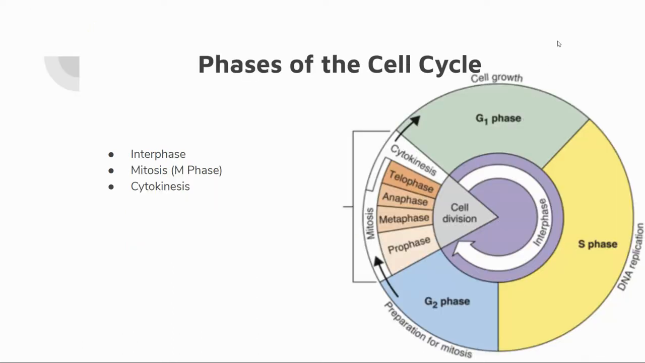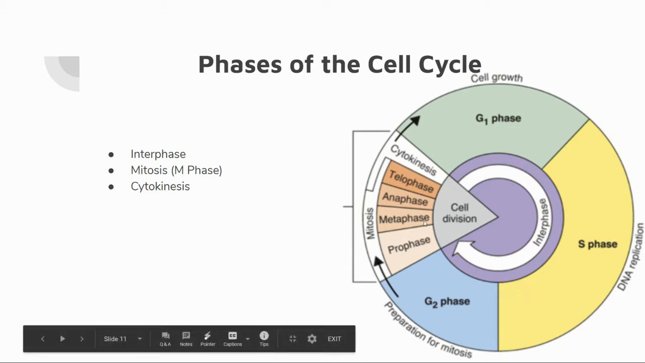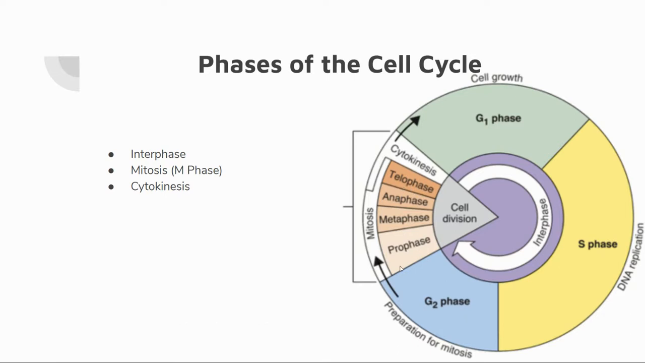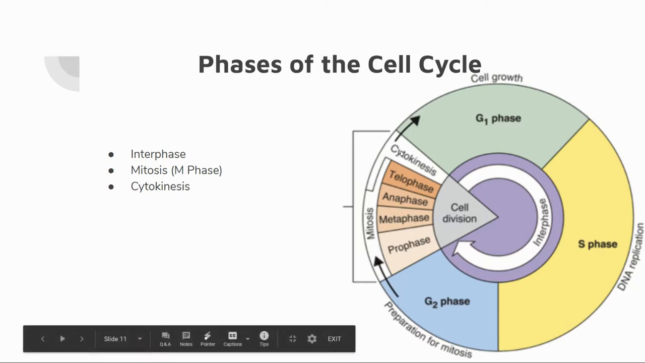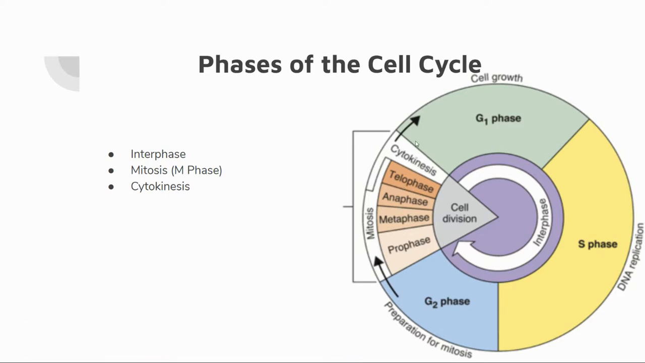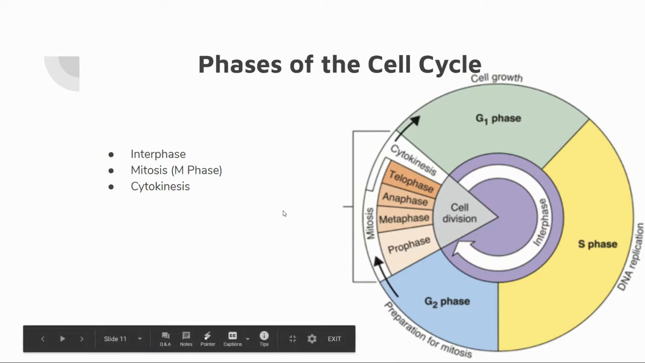So the phases of the cell cycle. You'll have the interphase, then you have mitosis, or also called the M phase, and then you'll have cytokinesis. So if we look at this pie chart over here, notice that the cell spends a majority of its time in interphase. Okay, M phase is a very small portion of the life cycle of the cell, with cytokinesis being even smaller. So that's important to know.